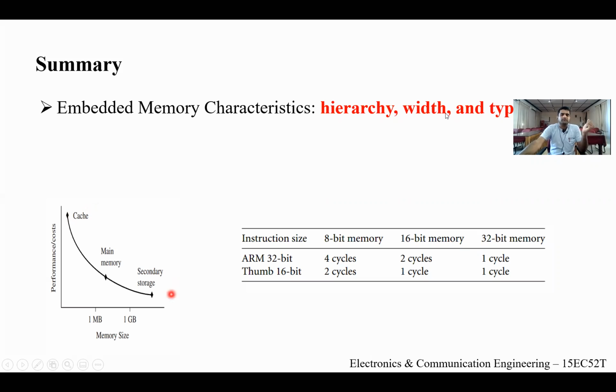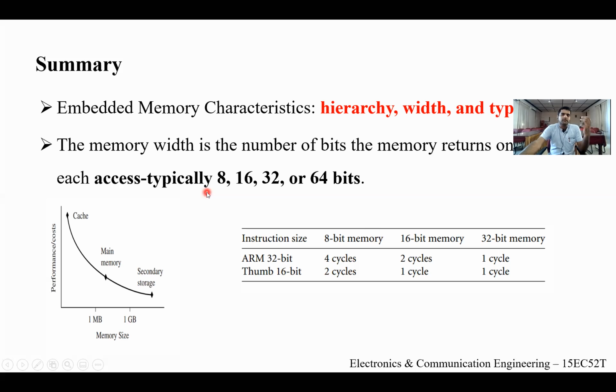We can see the width of the memory. If we are using 32-bit data and 8-bit memory, then we need 4 cycles to fetch the data from the memory. In the same way, with 16-bit memory, only 2 cycles are enough. With 32-bit memory, only 1 cycle is enough. If you are using 16-bit Thumb instructions with 8-bit memory, 2 cycles are needed. For 16-bit memory, 1 cycle is needed. For 32-bit also, 1 cycle is needed. These are the typical widths of the memories: 8, 16, 32, and 64.